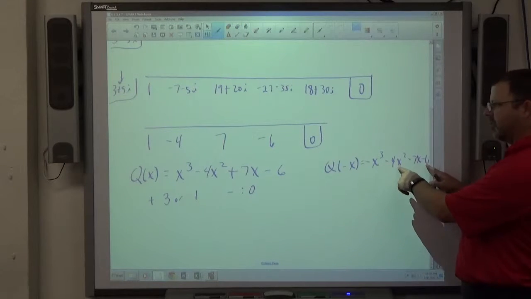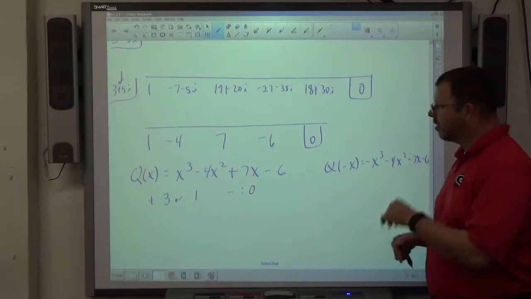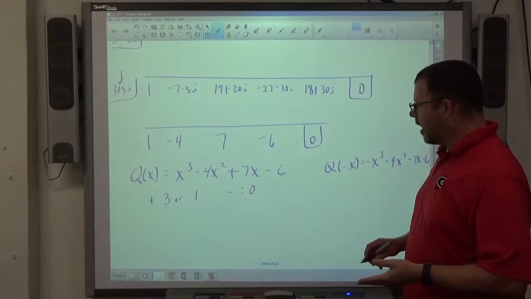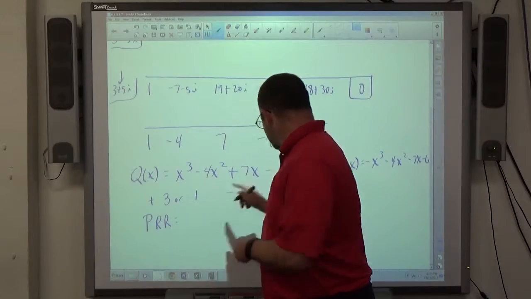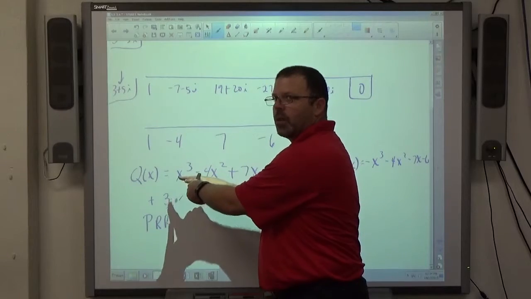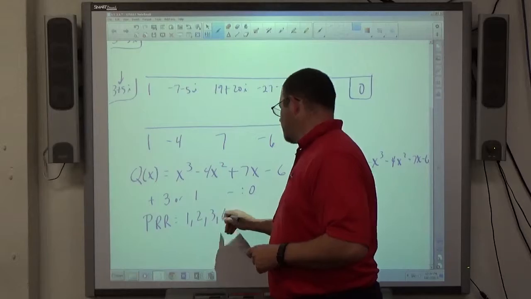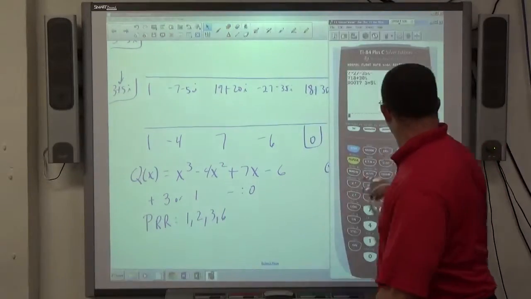These two changed signs, these two didn't. They're all negative after we changed the signs we're supposed to. No sign change. So there's either 3 or 1 positive solution, there's no negative solutions. And my possible rational roots, all the factors of 6 over all the factors of 1, so basically just all the factors of 6, are going to be 1, 2, 3, and 6. Again, I'm not even concerned about the negative ones this time because there are no negative solutions.